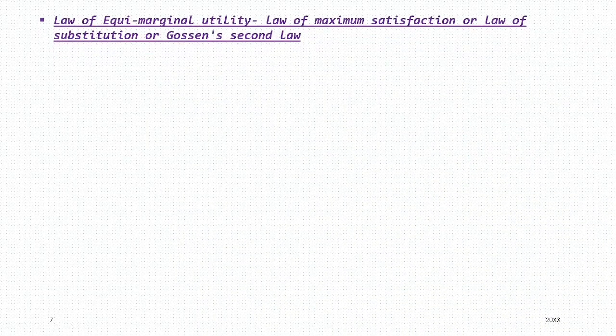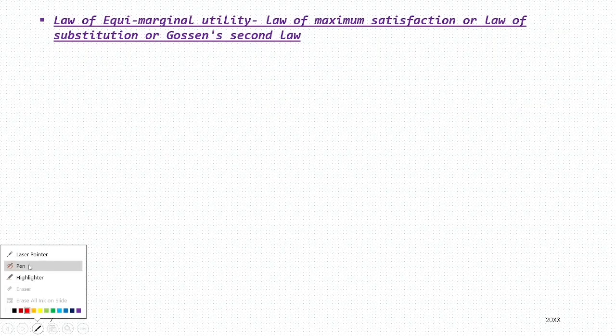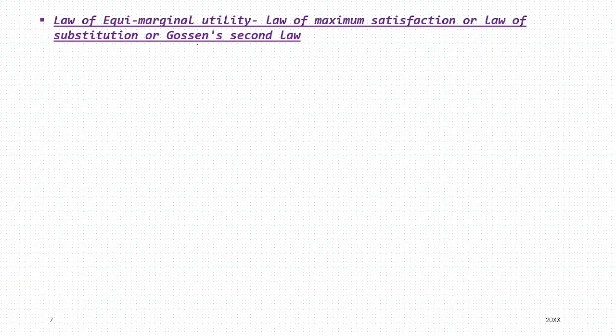Now the second law is the law of equi-marginal utility, which is also called the law of maximum satisfaction, law of substitution, or Gossen's second law. So do remember what it is also called. It's also called Gossen's second law, law of maximum satisfaction, and also law of substitution. Law of substitution is important here.